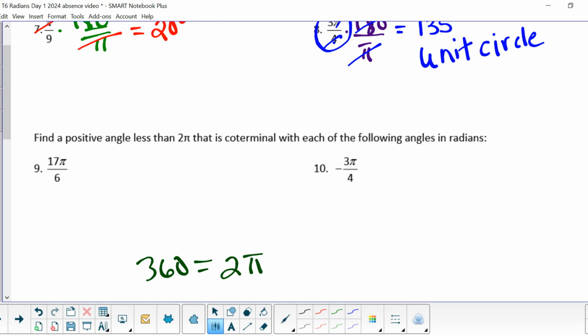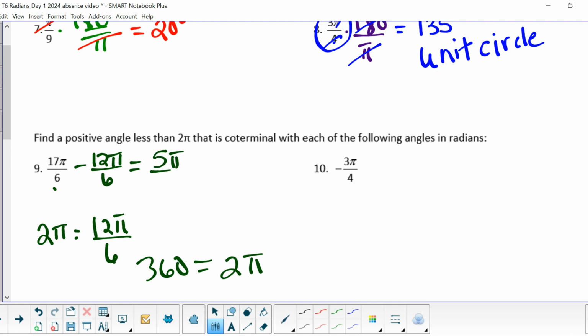So the first thing I'm going to do for this problem, since I'm in a fraction, the denominator is 6, is turn 2 pi into a fraction with 6 in the denominator. That way I can add or subtract it nicely. So 2 pi with a denominator of 6 is the same as 12 pi over 6. So that means 17 pi over 6 is bigger than 2 pi. So I'm going to subtract that 2 pi, but I'm going to subtract 12 pi over 6. So now I have 17 minus 12 is 5. So this is 5 pi over 6. This is also a unit circle angle, if you remember.